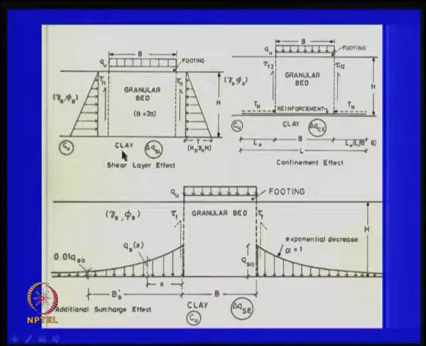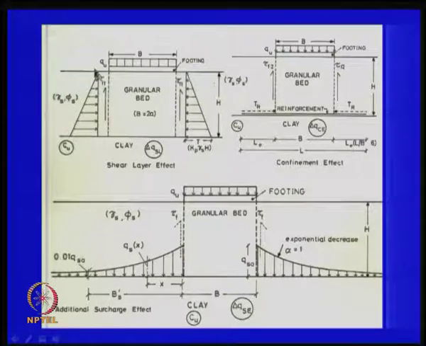You have a clay soil here and it has an underlying shear strength of Cu, right, and if I put some granular bed, we call it granular material blanket, and this is the B width of the foundation, right. So, what we do is that if the load comes like this, then because of the shear layer effect there is some sort of resistance, the sand has some shear resistance compared to clay, right.